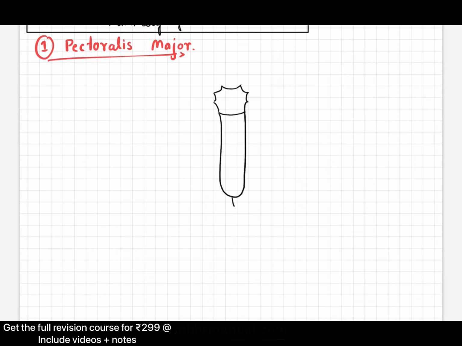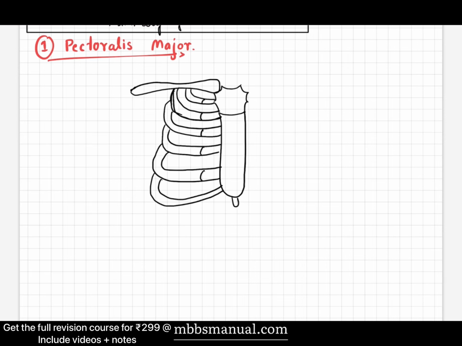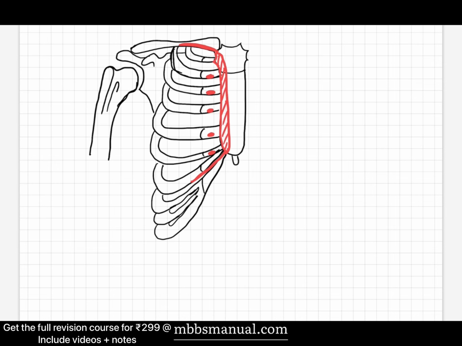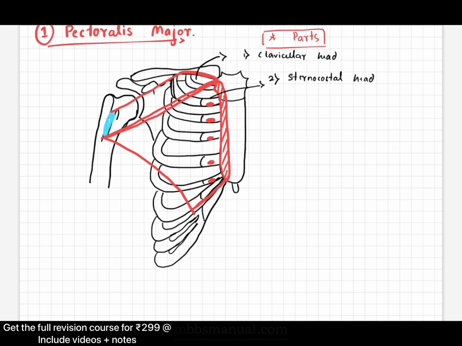Before that, just put a simple diagram. Draw sternum, clavicle, first 1 to 10 ribs, scapula, humerus with the intertubercular sulcus. Red labeling shows the origin and blue one shows the insertion of the muscle. Pectoralis major has been divided into two parts. One is the small clavicular head and large sternocostal head.